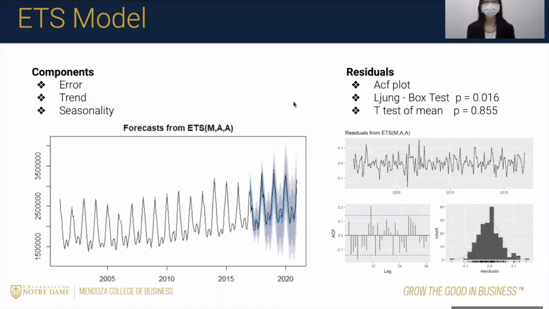Besides the Holt-Winters method, the ETS model also handles seasonality. It consists of an error term, a trend component, and a seasonality component. So this is our graph for it. Our final pick is the MAA model. Here is the forecast and the residuals ACF plot. I'll go over our selection process now.